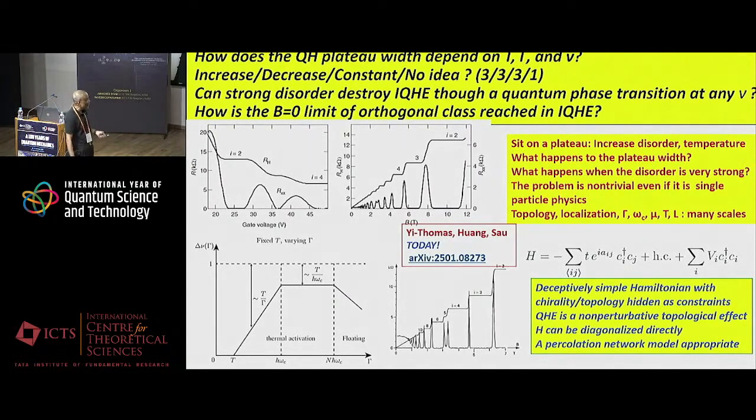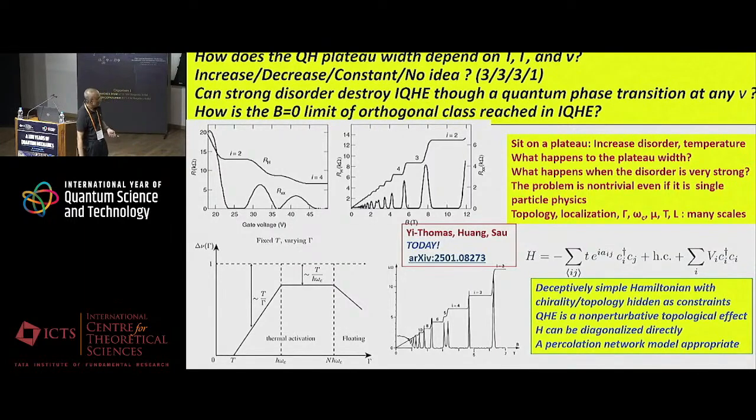Now, the Hamiltonian is deceptively simple. All you have is a hopping, and this is called Peierls substitution. This tells you there's a magnetic field going through. There's just a vector potential magnetic field through. You put it on a lattice. Electrons are hopping, and you have disorder. There's nothing else. That's all you have in the problem.